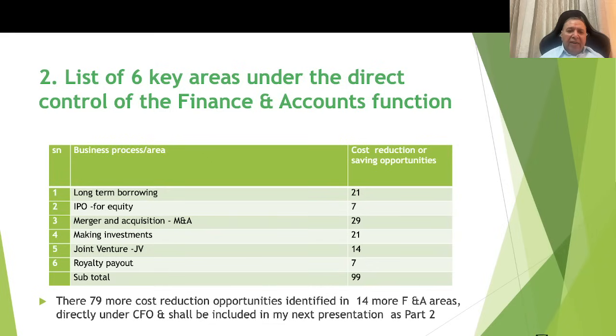So total 99. In addition, there are 79 more cost reduction opportunities that have been identified in 14 more functional areas in F&A directly under the CFO and shall be included in my next presentation as part 2.